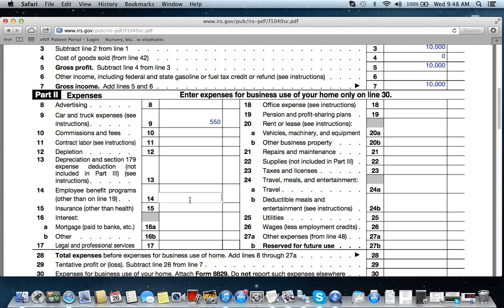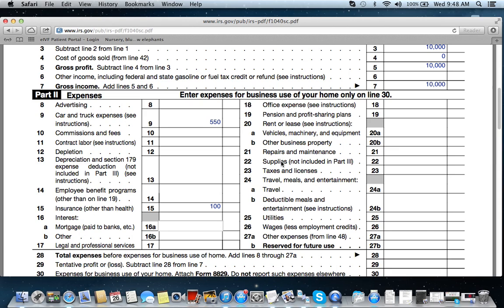Employee benefit programs, most of you will not have to worry about that. Insurance, and it says right in parentheses, other than health. Your health insurance does not go here. Your car insurance does not go here. Typically what's going to go here is your liability insurance for your business. So let's say I paid $100 a year in liability insurance. That would go there.